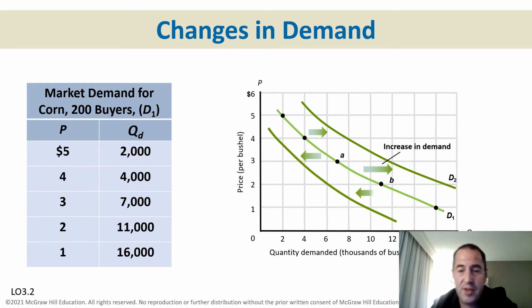There can be a decrease in demand. Income is just an easy one to explain. Everyone gets laid off. The demand for champagne drops, right?